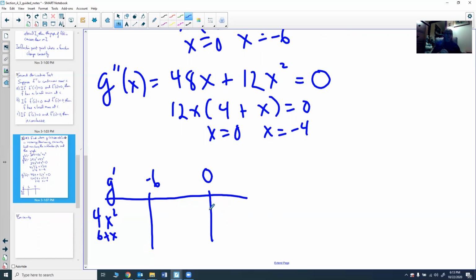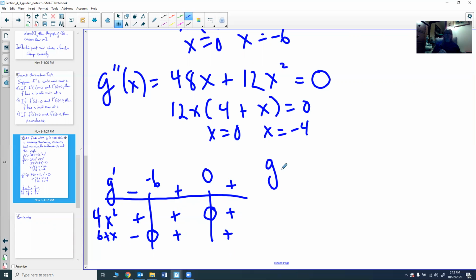So 4x squared was 0 at 0. 4x squared is always positive, so it's positive no matter what side of 0 you're on. 6 plus x was 0 at -6. If you're less than -6, like -7, you're going to be a negative number. If you're bigger than -6, you're going to be a positive number. Multiplying these together, I have a negative times a positive, which is negative, a positive times a positive, which is positive, and a positive times a positive, which is positive.